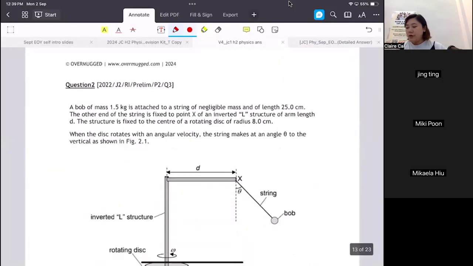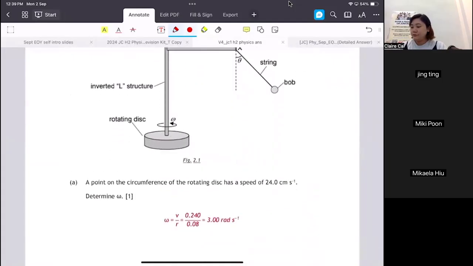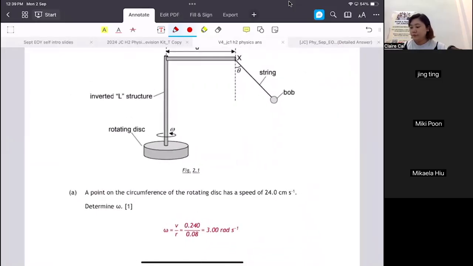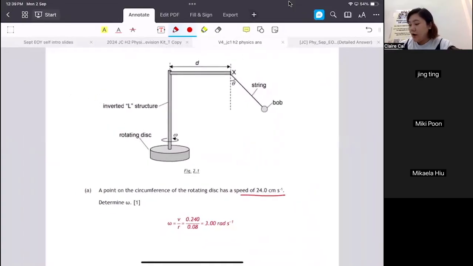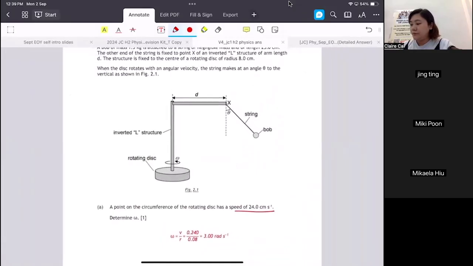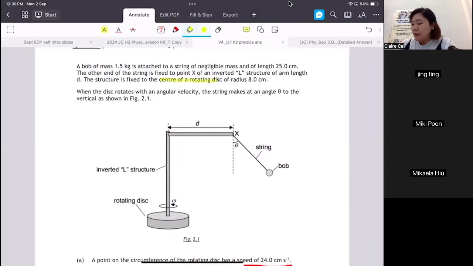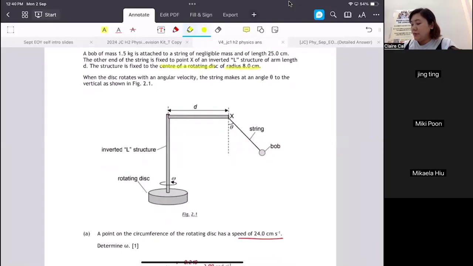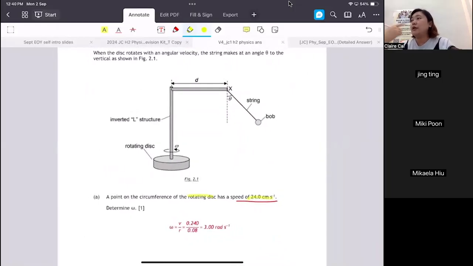Okay, then question 2 on your circular motion. We have the speed over here, and then we also have your R is 0.08. So therefore, omega equals V over R, which will be 3.00. This one is actually for your rotating dish. The center of the rotating dish has a radius of 8.0. So it's a rotating dish again, that's why you can use the value back. This will be confusing because you have the center that's the rotating dish, and then you also have the bob, which should also undergo circular motion.